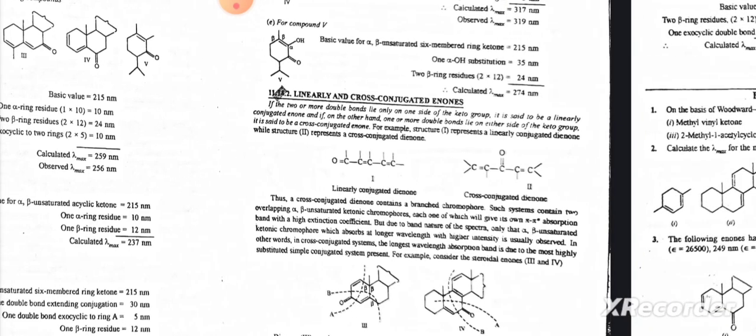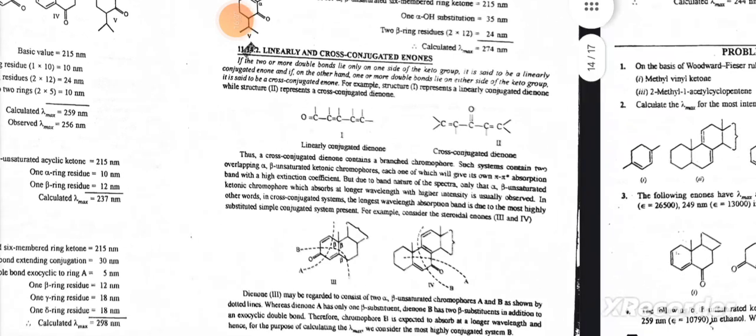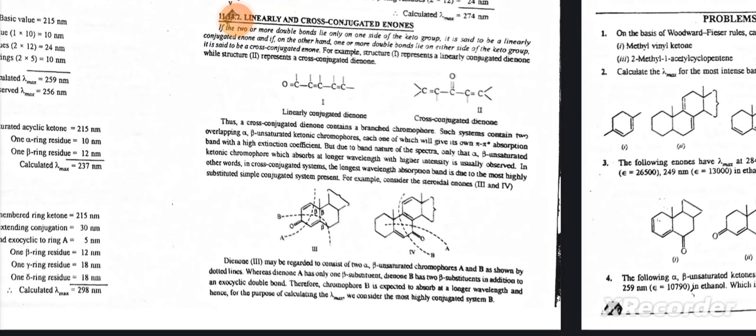Linearly and cross-conjugated enones. If the two or more double bonds lie only on one side of the keto group, it is said to be a linearly conjugated enone, and if on the other hand one or more double bonds lie on either side of the keto group, it is said to be a cross-conjugated enone. For example, structure 1 represents a linearly conjugated dienone, while structure 2 represents a cross-conjugated dienone. Thus, a cross-conjugated dienone contains a branched chromophore.